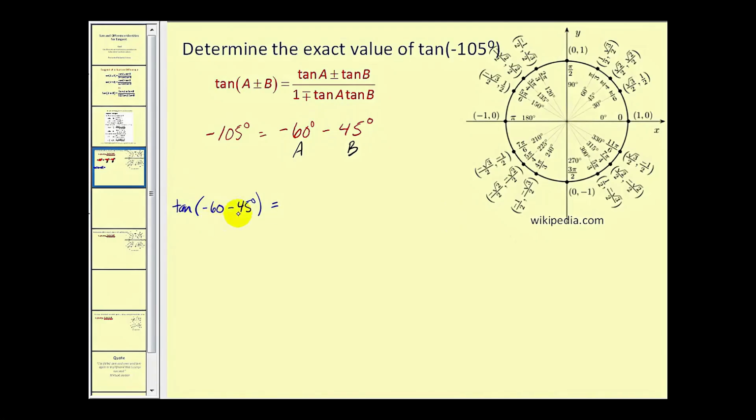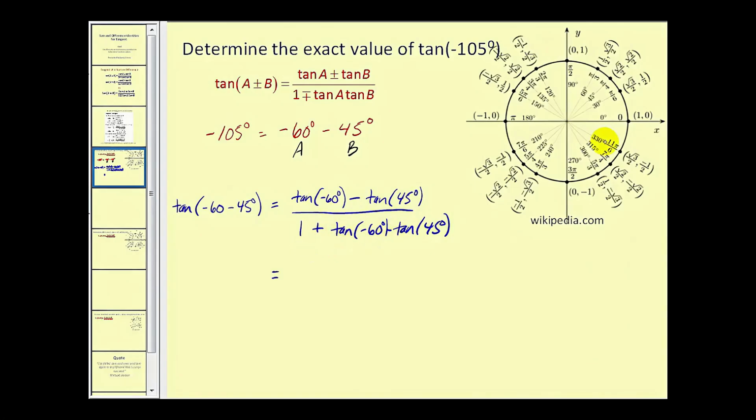So the tangent of negative 60 minus 45 degrees is equal to tangent A, or tangent negative 60 degrees. If we're using a subtraction sign, we'll use a subtraction sign here as well. Tangent B, or tangent 45 degrees. Now notice, since we're using the difference, angle B is positive 45 degrees. And we'll divide this by 1 plus tangent A, or negative 60 degrees, times tangent B, or 45 degrees.